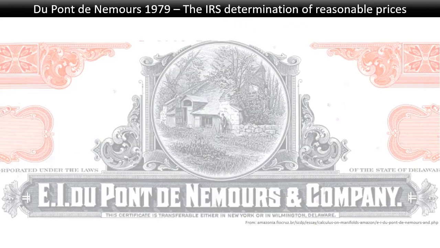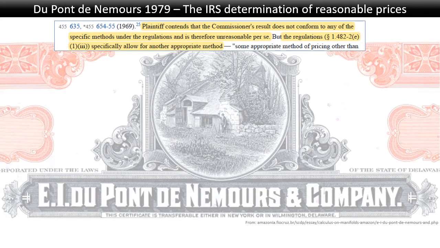So let us now go through what the court said about the IRS approach and about the Berry ratio. And then I'll take you through what Berry himself wrote about this case. So the court said the plaintiff contends that the commissioner's results do not conform to any of the specific methods under regulations and is therefore unreasonable per se, right? Because in the US, they've got to show that if the commissioner's adjustment is unreasonable, then it gets thrown out. But the court then says, but the regulations specifically allow for another appropriate method, right? And that's what they've done.